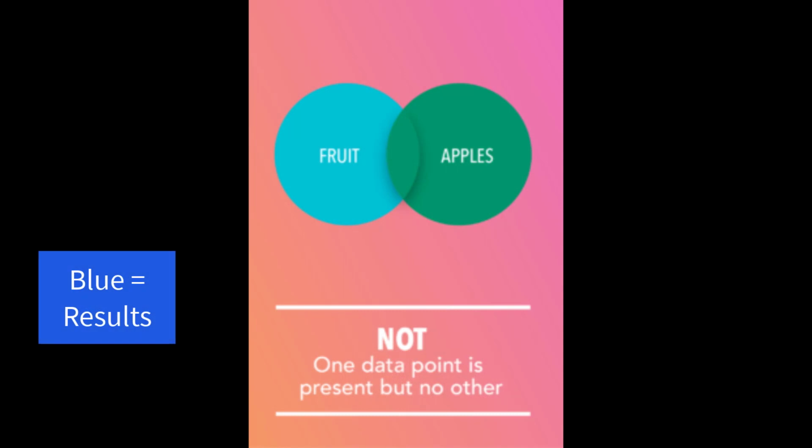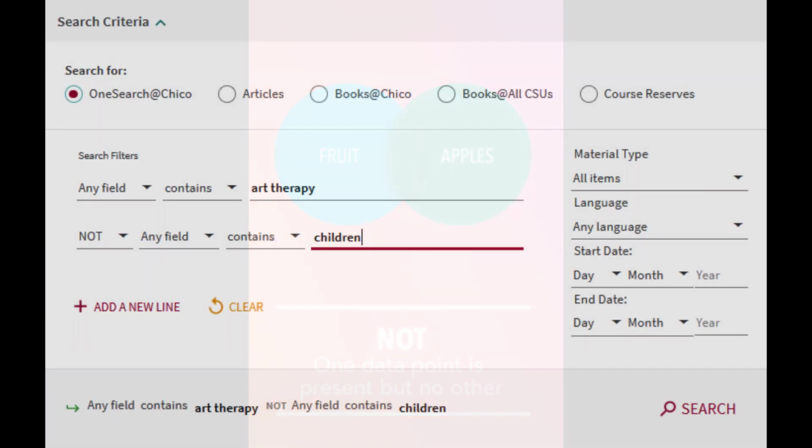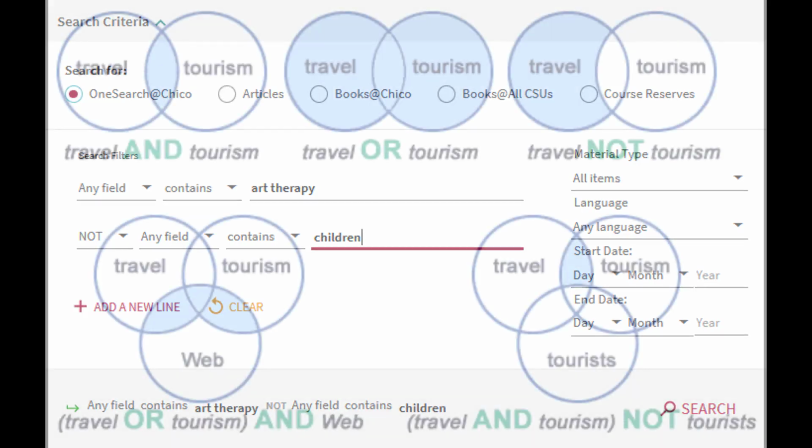Not, luckily, means the same thing as it does when you use it normally. Not is the most useful when you're doing research that has a lot of interconnected elements and you're looking to home in on one specific subject. For example, if I wanted to do research on art therapy for adults, I could search for art therapy, not children, to exclude results for the wrong demographic.